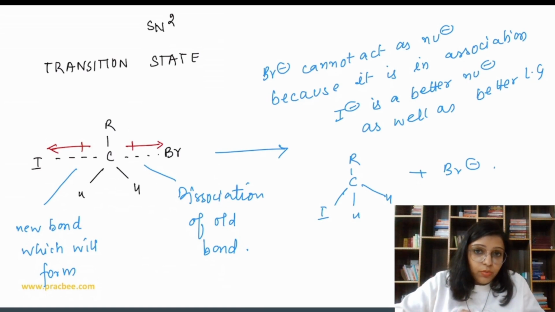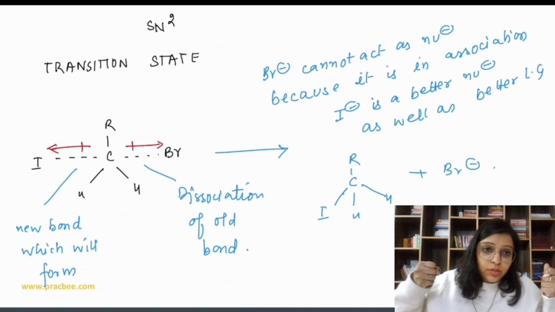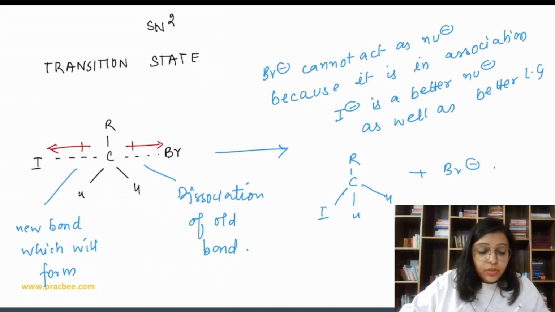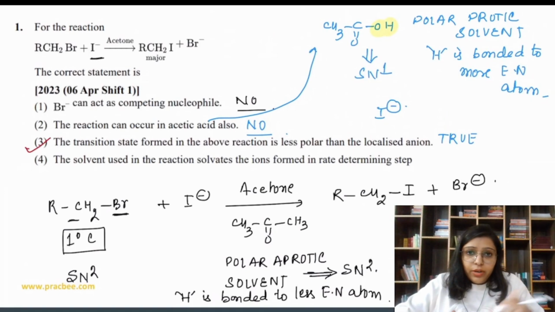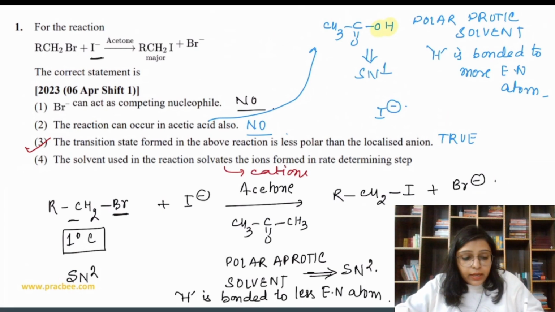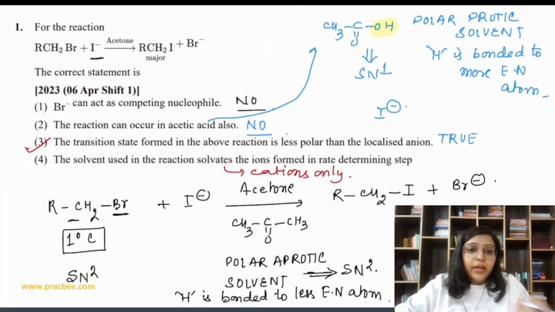It is going to be less polar because now the two dipoles are in opposite directions. So it makes the transition state less polar, which is true. Answer should be 3. Now let's read the fourth. The solvent used in the reaction solvates the ions formed in the rate determining step. So acetone, a polar aprotic solvent, solvates cations only. It does not solvate anions. So that's the reason the fourth one is also the incorrect one.